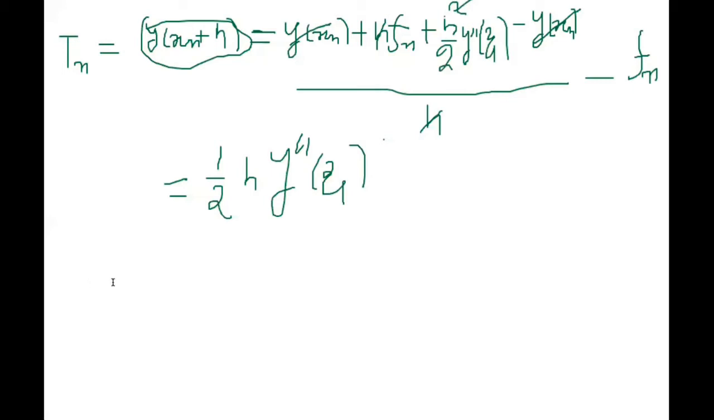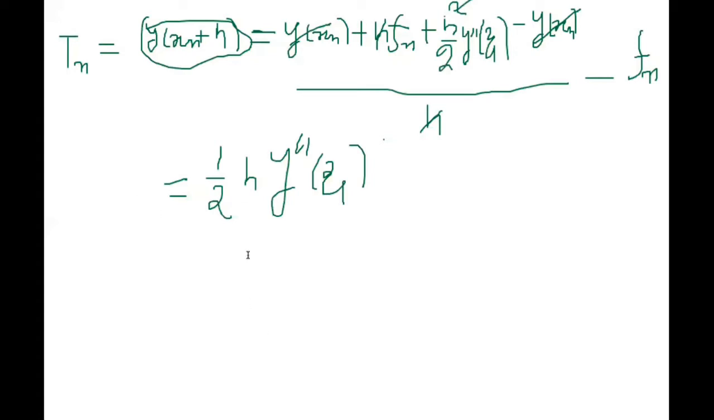Here we have assumed that f is a sufficiently smooth function. What is the meaning of sufficiently smooth? Because to have a meaningful equation 19, we need y double prime to be finite. So y must belong to C2, which ensures that the second derivative of y exists and is bounded in the interval. This thing is clear.